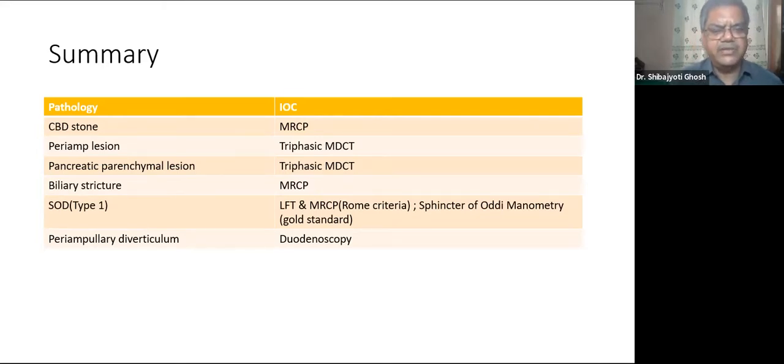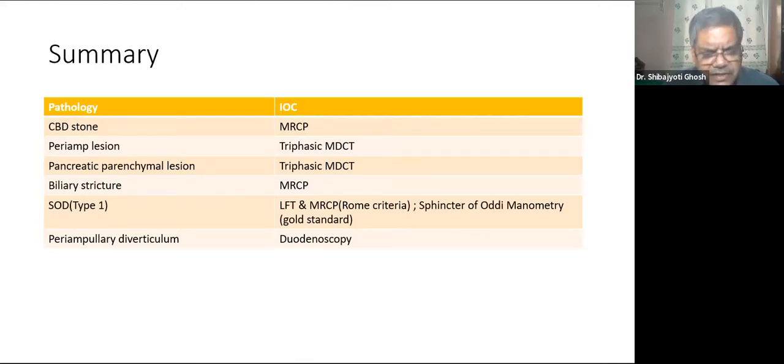And in biliary stricture, which may be malignant or benign, MRCP will give us better information. And sphincter of Oddi dysfunction, remember that this is a clinical entity which is most often neglected in our practice, and particularly in asymptomatically dilated common bile duct, we should give it a thought about sphincter of Oddi dysfunction.